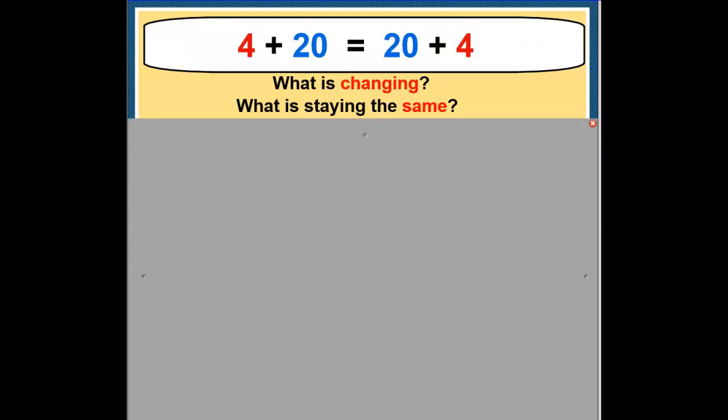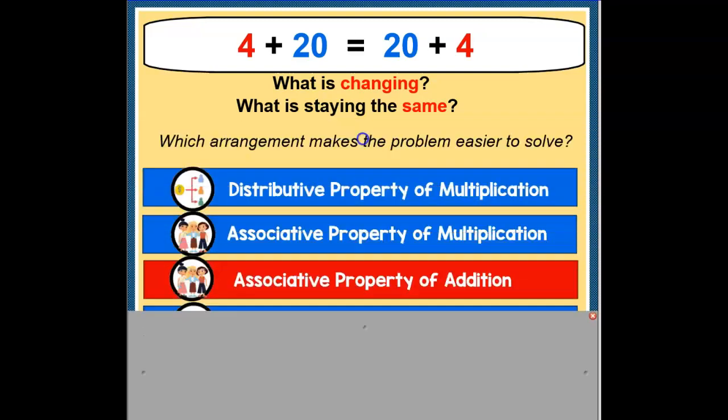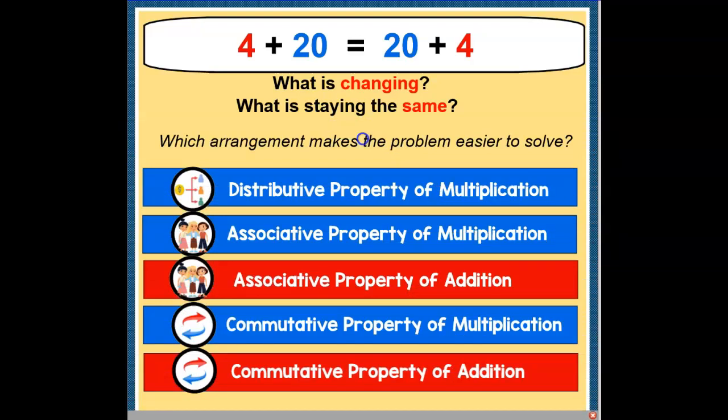Let's look at this one. Again, look at what is changing first and what's staying the same, and then which property are we talking about. With your partner, come up with your answer.